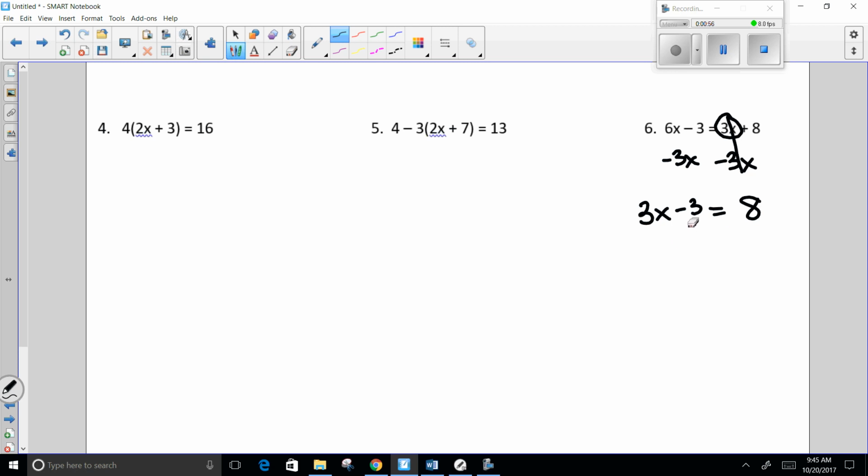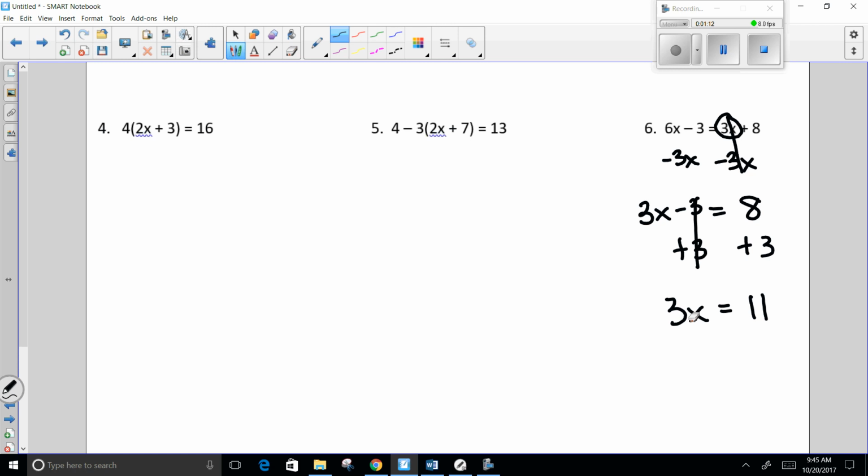How do you solve a two-step equation? I need to get this minus 3 to move to the other side. I do that by doing the opposite of minus 3, which is plus 3. So the negative 3 and the positive 3 go away, leaving me a 3x equals 8 plus 3 is 11.